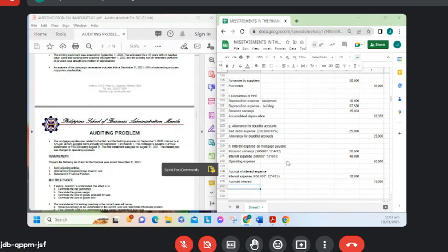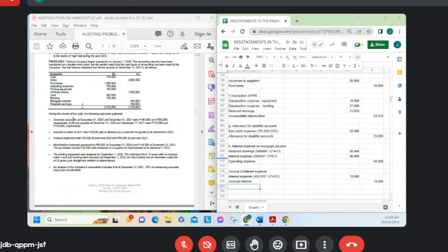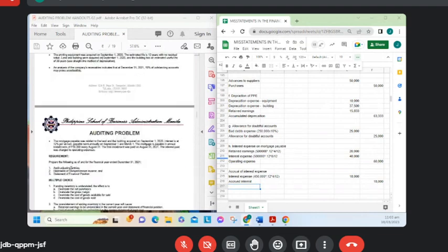So what we're going to do next is to update the trial balance with these adjustments and make the statements of comprehensive income and statements of financial position. But since it's already 11:03, we'll have to cut our discussions here and then we'll continue again next meeting.